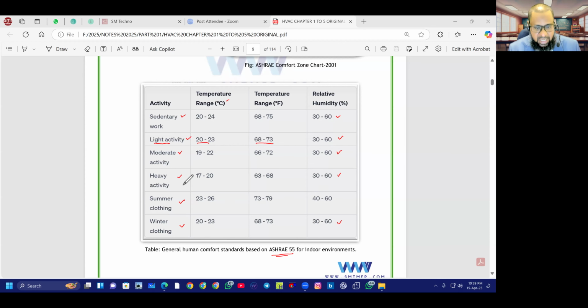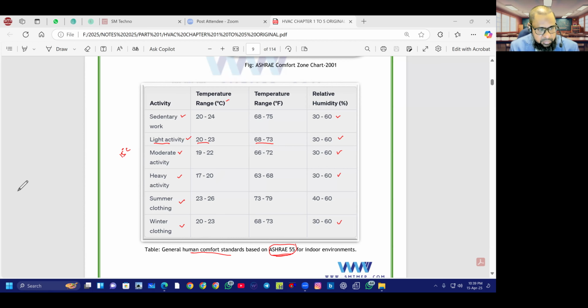Apart from this, based on the activity, this temperature is given, and all this is for human comfort, not for process control. ASHRAE 55 is a human comfort standard, not for process control. Process control means, for example, a data center or server room, where we maintain say 15 degrees centigrade, and 15 degrees centigrade for people means they will feel shivering. That is not for humans, so that is a different part. At this level I'm talking about human comfort. All this is related to human comfort only.